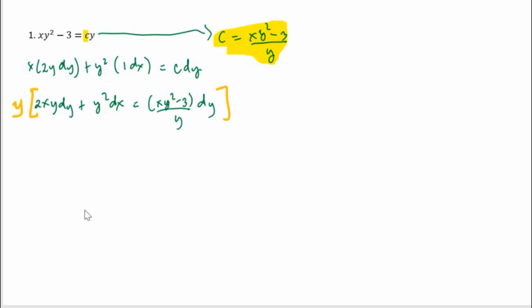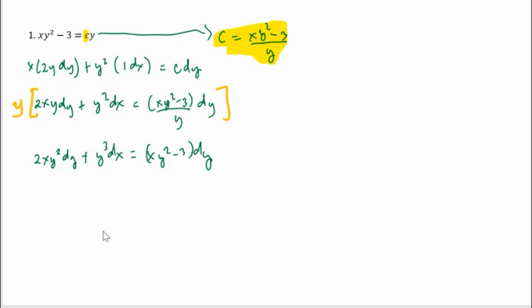Now, using distributive property, we have y times 2xy dy is equal to 2xy squared dy plus y times y squared dx, we have now y cubed dx is equal to y times this quantity. So we can cancel the y. So the remaining term now is the numerator. We have xy squared minus 3 of dy.